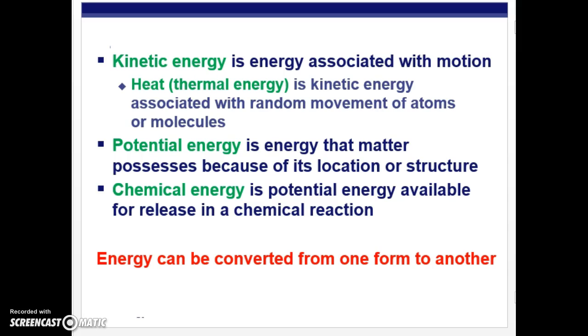Chemical energy is the potential energy available for release in a chemical reaction, and potential energy is just that energy that is naturally within matter because of its location or structure. And what's good to remember is that energy can be converted from one of these forms to the other. So for example, light's energy can be harnessed to power photosynthesis in green plants.